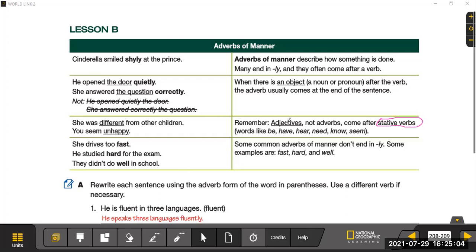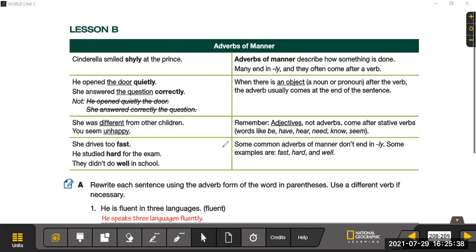So as they say, in that case, you are going to use an adjective. You cannot use adverbs of manner. So in this case, they say she was different from other children. You cannot say she was differently from other children. You seem unhappy. You cannot say you seem unhappily. Okay, that is not correct because these are stative verbs, right?